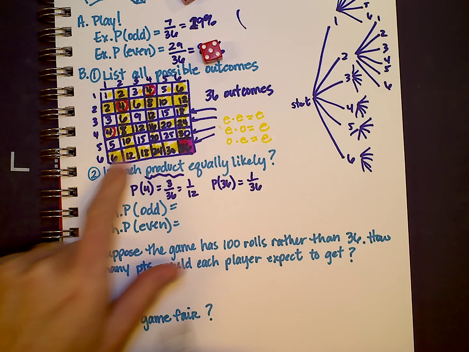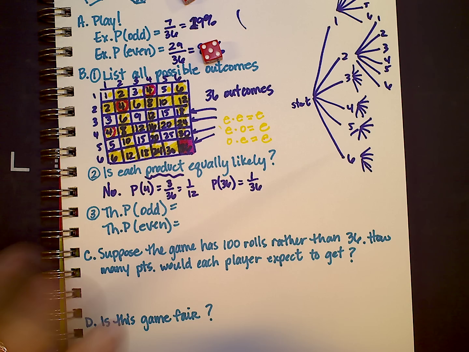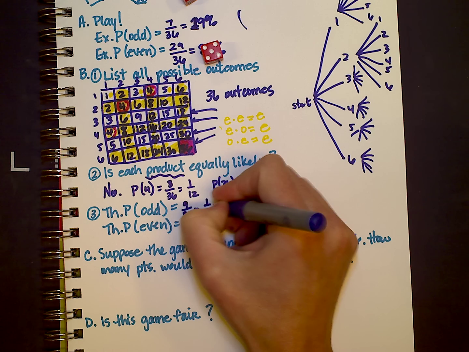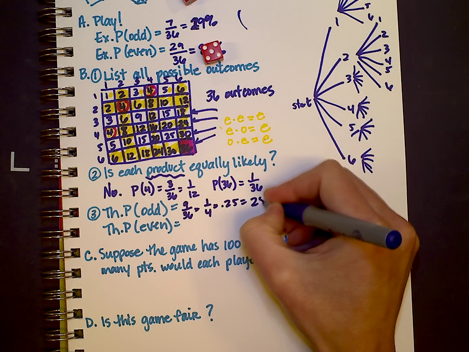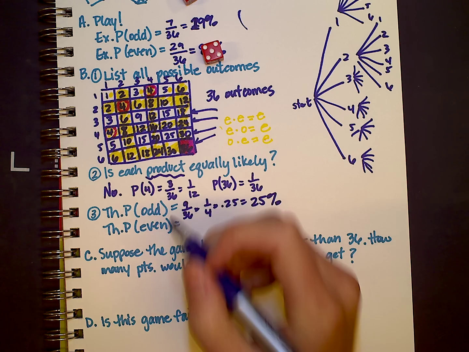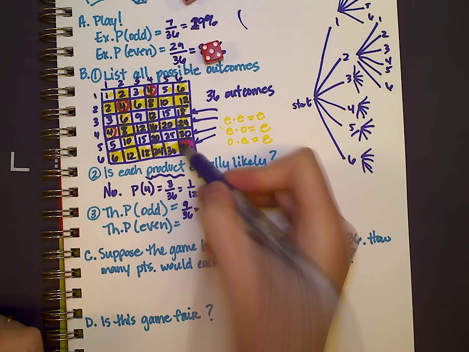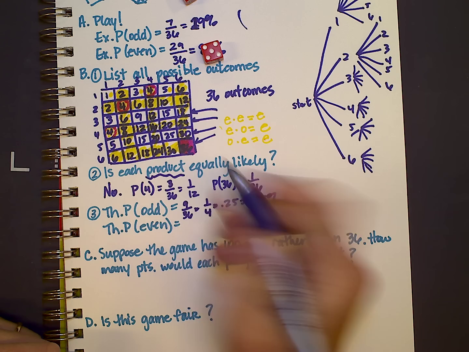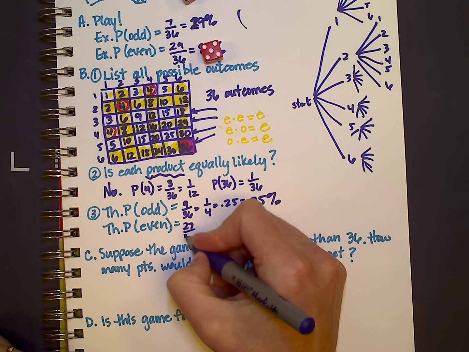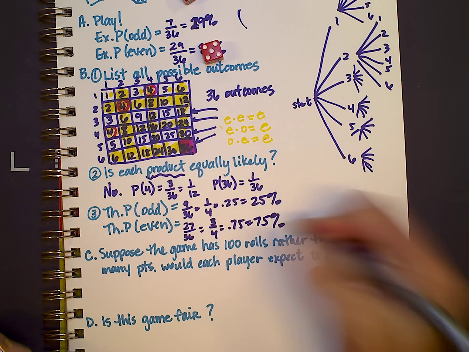So now if you look at our grid, you can see that we're just left with simply 9 out of 36, which reduces, of course, to 1/4, or about 25%. And then the probability of an even, all the ones that I ended up coloring yellow, so ignore those yellow dots, are what's left from 36 when we take away our 9, and that's 27 out of 36, which equals 3/4, or 75%.